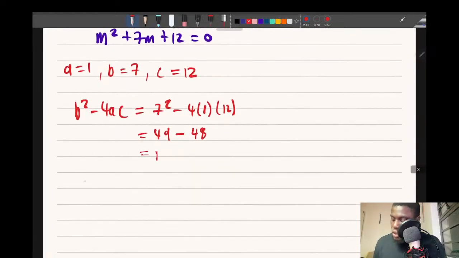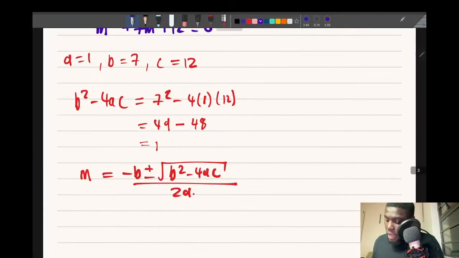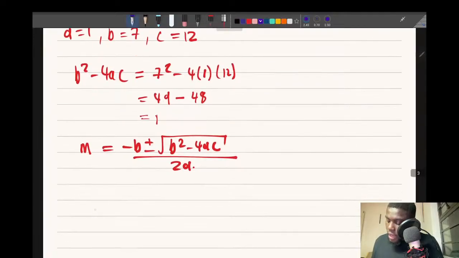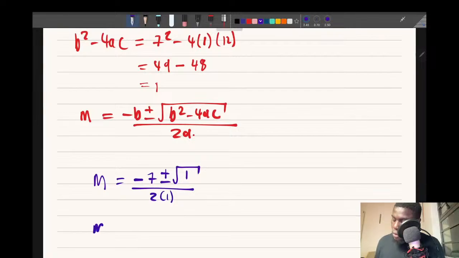So you now say m is equal to minus b plus or minus the square root of b squared minus 4ac, all over 2a. If you can't remember the quadratic formula, then come on. Are you serious? Now you're going to say m will be minus 7 plus or minus the square root of 1, all over 2 by 1. So m will be equal to minus 7 plus or minus 1, all over 2.